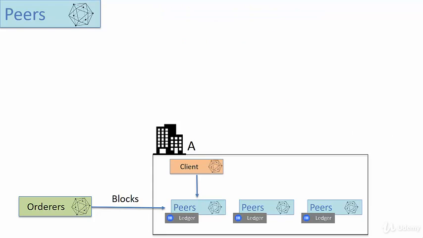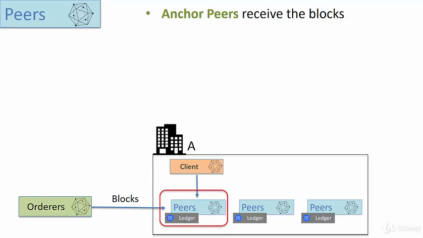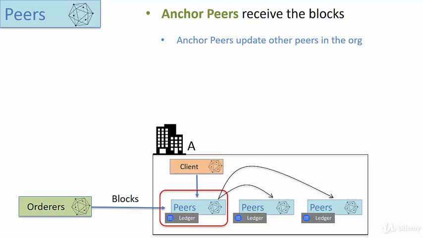A member organization can have multiple peers, but not all peers receive the block information from the orderer. Only the anchor peer receives the blocks. Here in this diagram, the anchor peer is this one. So what happens is when the anchor peer receives the block, it updates the other peers in the member organization. To avoid a single point of failure, an organization can create a cluster of anchor peers, or more than one anchor peer. Anchor peers are set up and defined as part of the channel configuration.